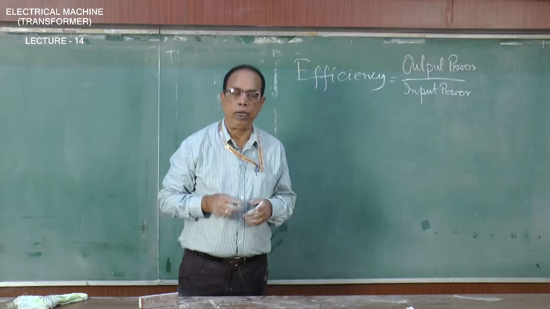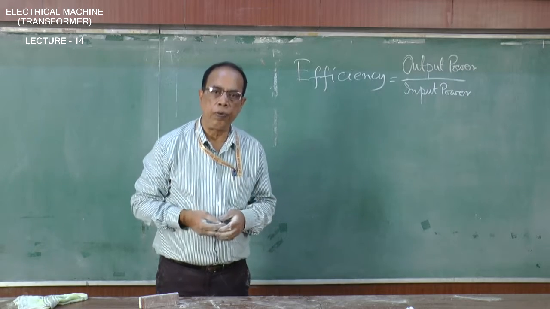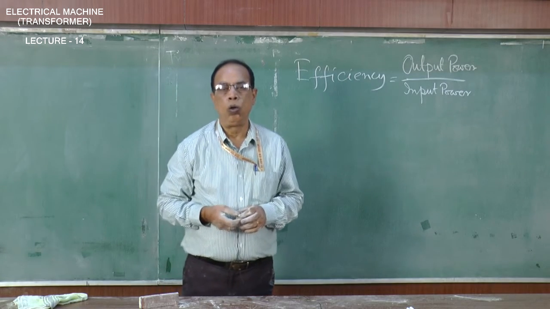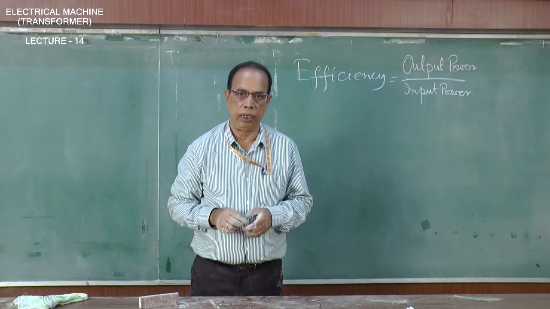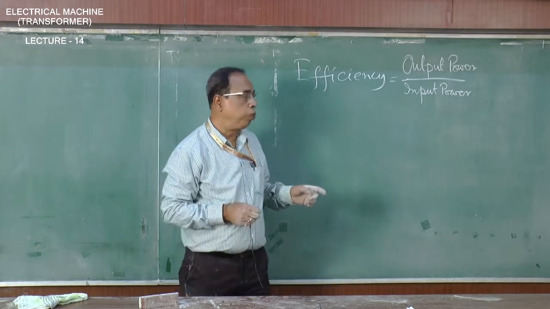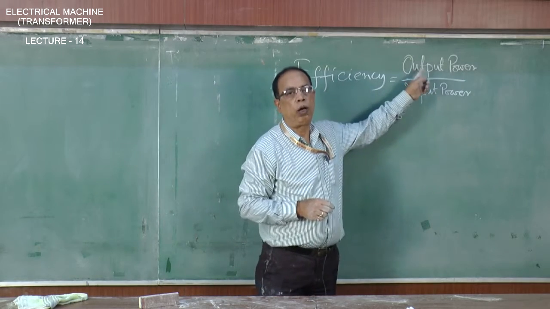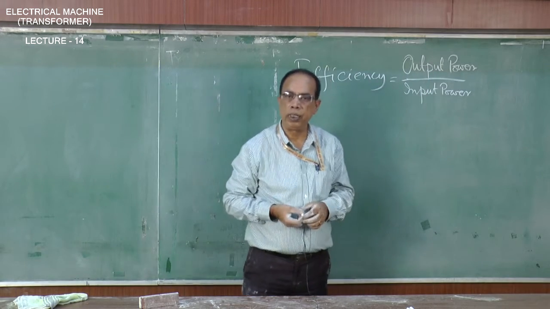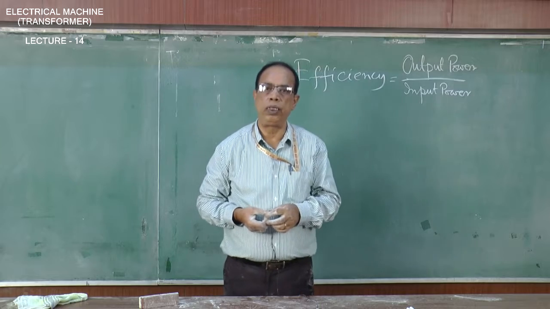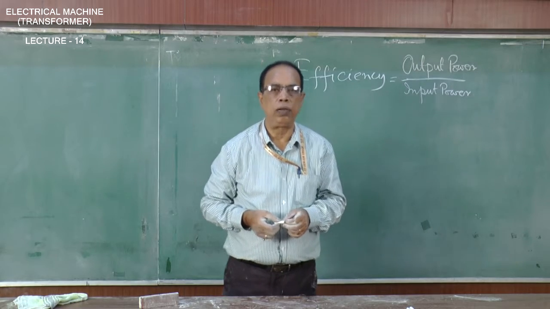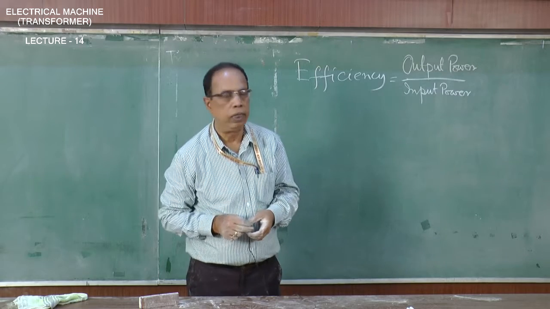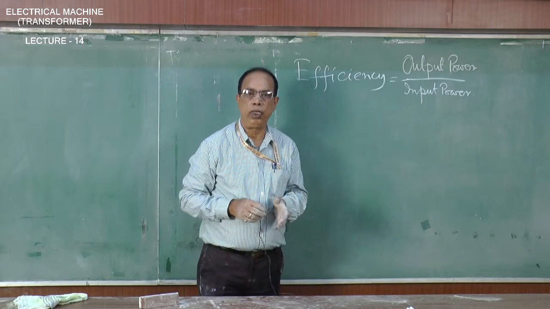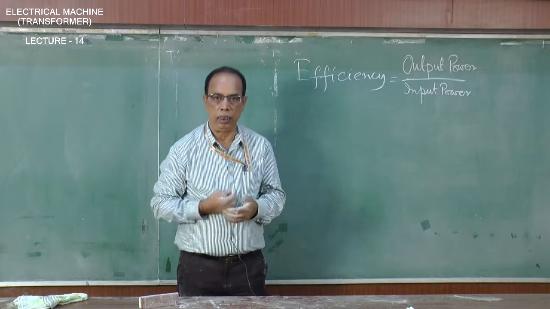While starting to define the transformer, we told that transformer power will remain constant. Then you will say that when power remains constant, input power and output power should be the same. So, efficiency will be 1, that means 100% efficiency if you multiply it by 100. But actually speaking, that is the ideal condition.